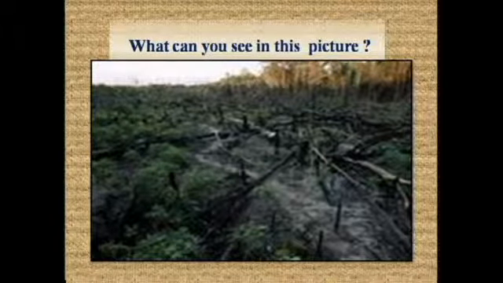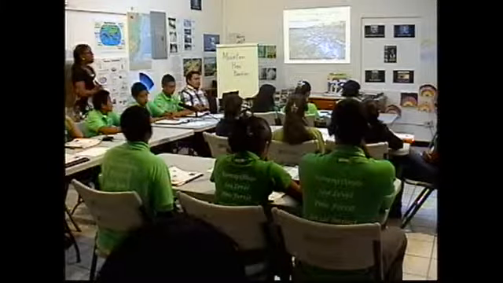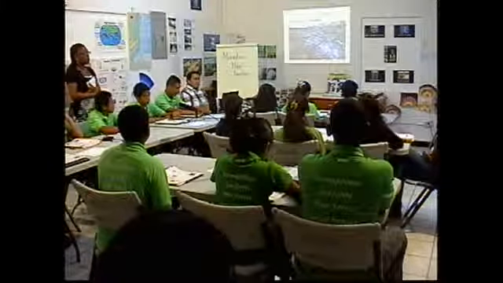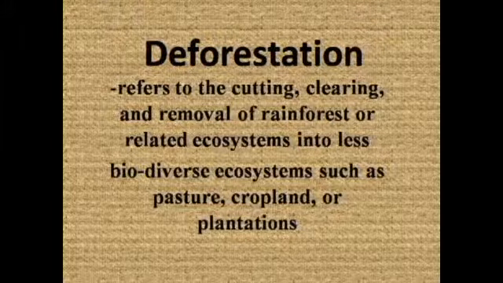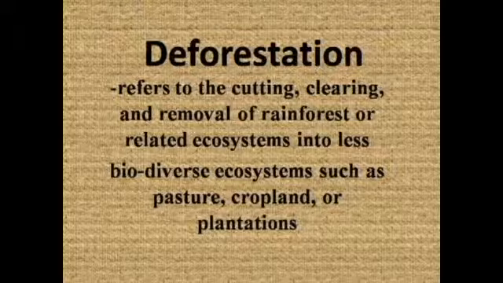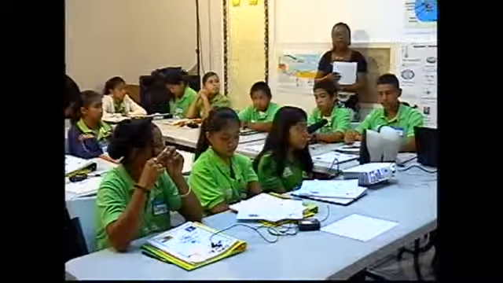And all of your answers are correct because they're based on the forest. And there's much you can see in this picture. But in reality, this is a cause of deforestation. Deforestation refers to the cutting, clearing, or removal of rainforest or related ecosystem in less diverse ecosystems such as pasture, cropland, or plantations. And you find out that most of our country at the present moment is going through deforestation, especially some of our rainforests at the present moment are going through this era.